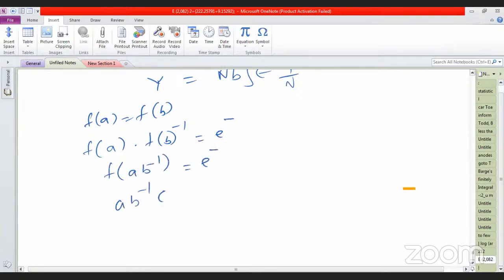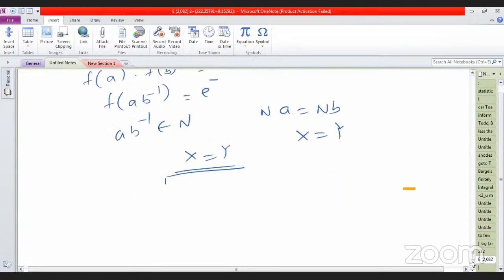E bar. AB belongs to N. Yes. So therefore from the above condition AB inverse belongs to N. So therefore NA is equal to NB. Therefore X is equal to, we can write it or not? Yes, sir. Hence X is one-to-one or not? Yes, sir. What have you proved? One-one, onto, homomorphism, well defined. The four conditions are satisfied or not? Yes, sir. So therefore the four conditions are satisfied here.